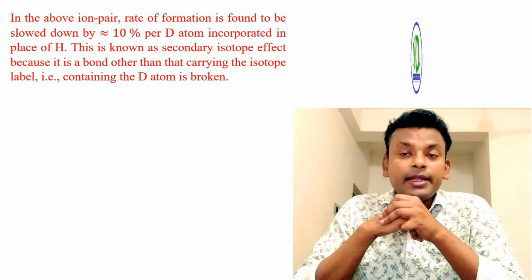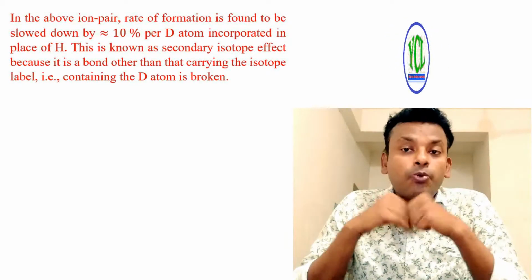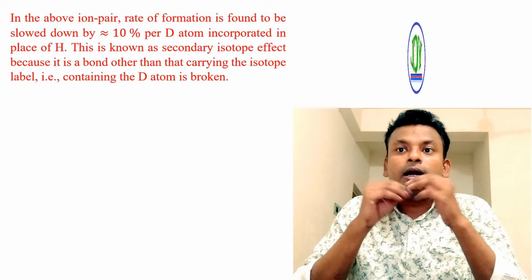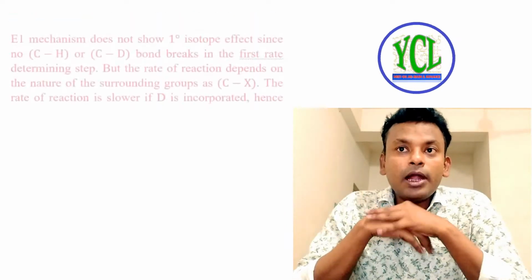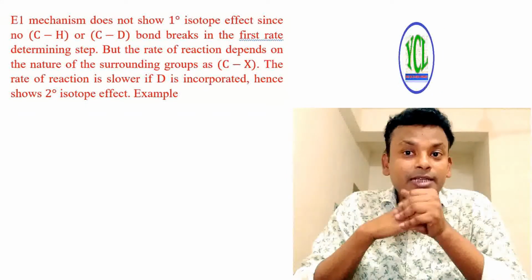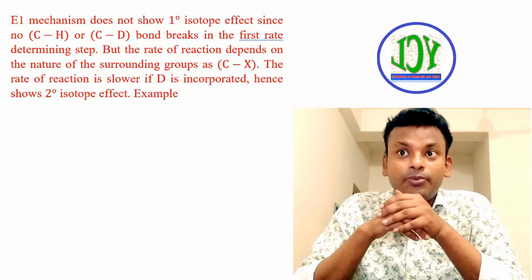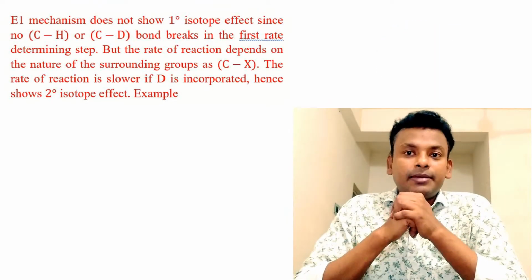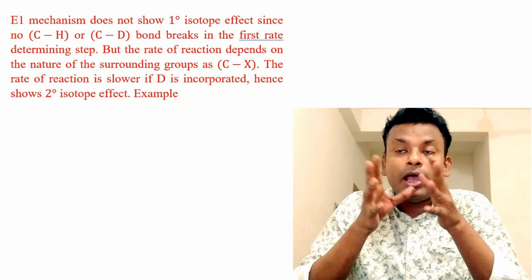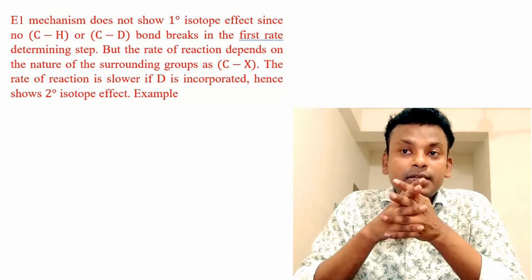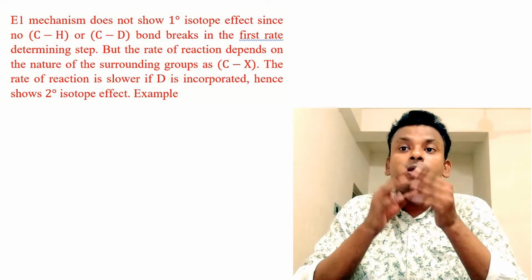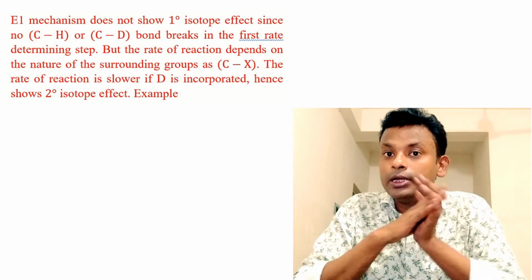This is known as the secondary isotopic effect because a bond other than the one that carries the isotope label, that is containing the D atom, is broken. The E1 mechanism does not show a primary isotopic effect since no C-H or C-D bond breaks in the first rate determining step, but the rate of reaction depends on the nature of surrounding groups such as C-X. The rate of reaction is slower if D is incorporated, hence it shows the secondary isotopic effect.